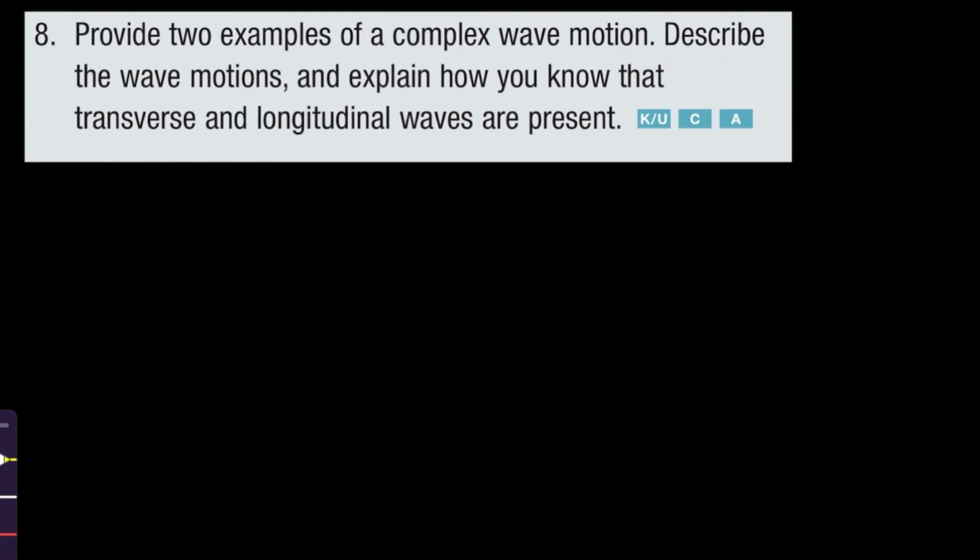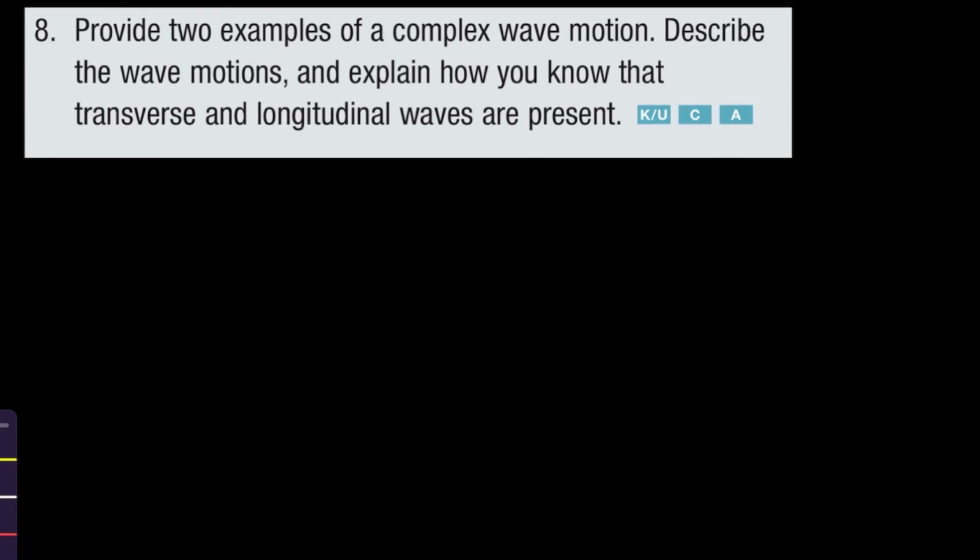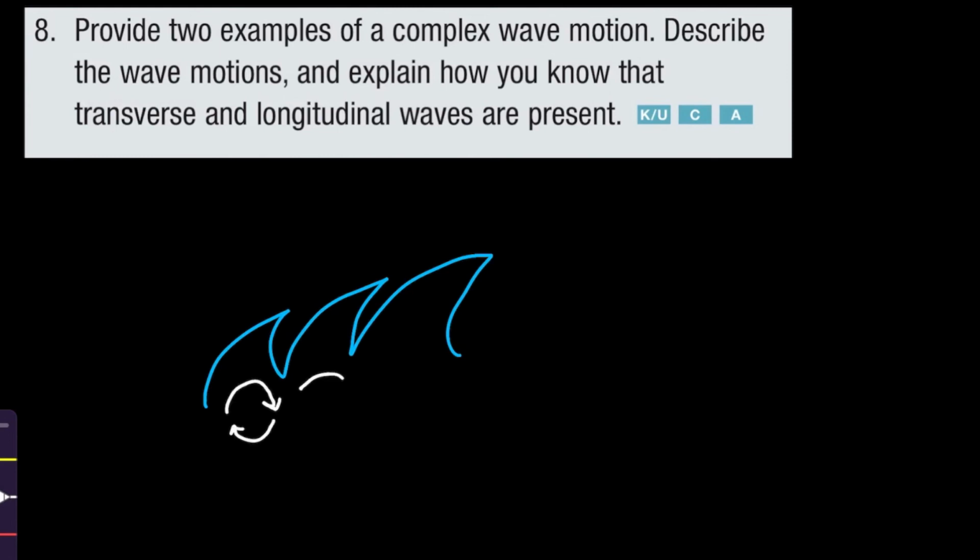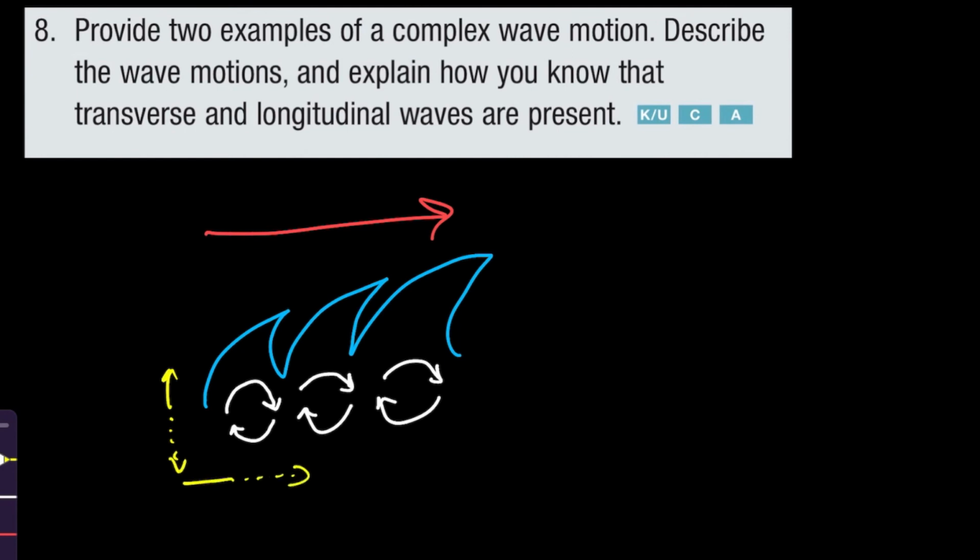Question 8. Provide 2 examples of a complex wave motion. Describe the wave motions and explain how you know that transverse and longitudinal waves are present. This one's quite easy. For complex waves, the common example that you can think about are water waves, because for water waves you have particles moving left and right, up and down, so it's a combination of longitudinal and transverse wave motion, right? Because here, if we assume that the energy flows to the right, some of the particles are moving up and down and other particles are moving right and left. So it's made up of longitudinal and transverse.